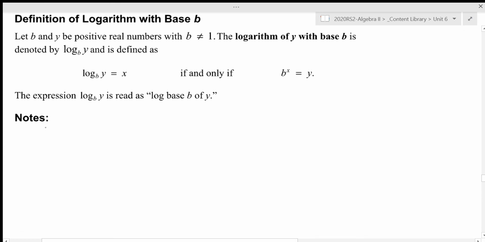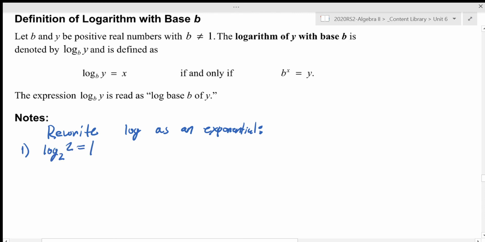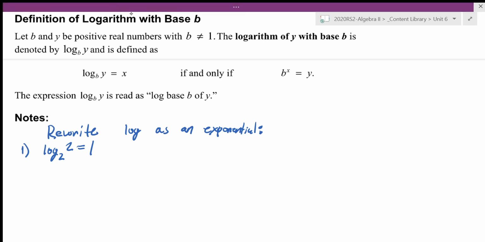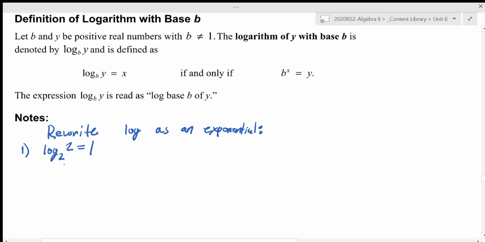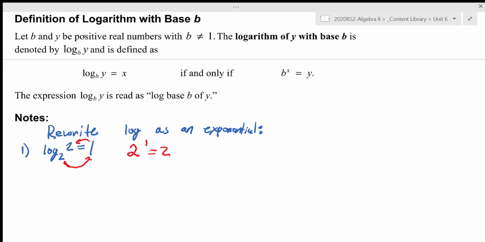But let me show you some examples, because this will make more sense as you see some examples with numbers. So let's rewrite the log as an exponential. First, let's do log base 2 of 2 is equal to 1. If I'm going to rewrite this logarithm as an exponential, we'll start at the base. So log base 2 means that I'm going to rewrite this as 2 to the power of 1 is equal to 2. It's as simple as that. We're just rewriting the log as an exponential.